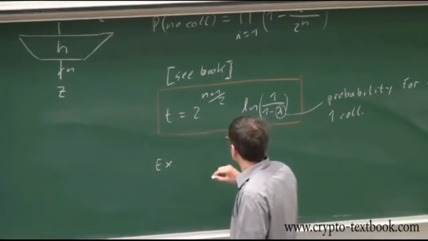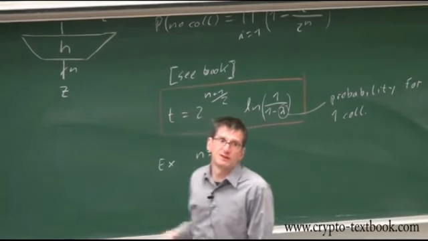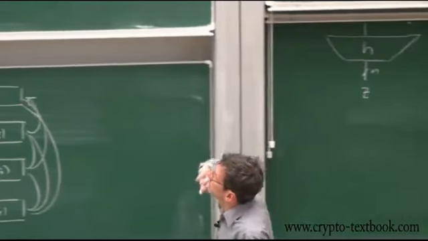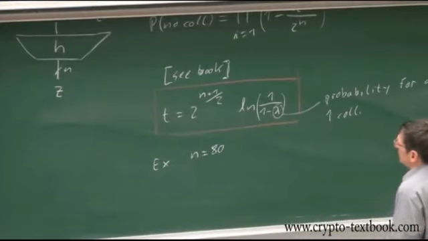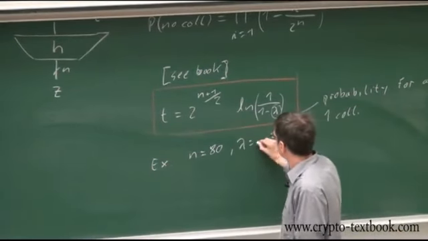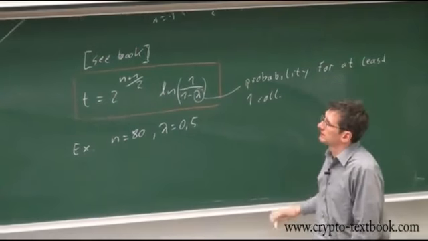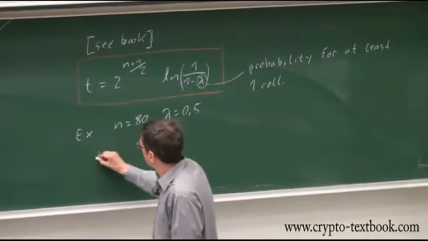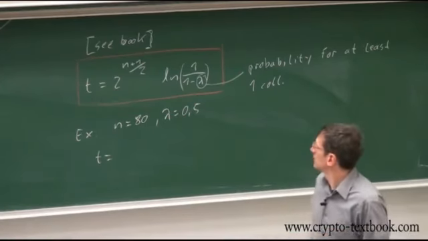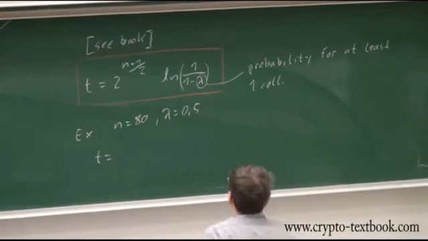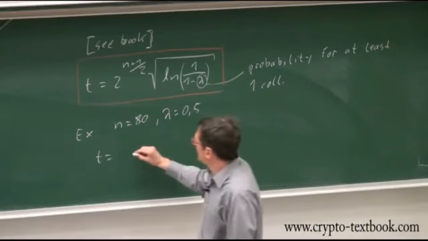Example, if you have 80 output bits here, which, by the way, were sufficient for second preimage resistance. Now let's assume we have 80 output bits, and we want to have a 50-50 chance of a collision, okay? If we plug that into the formula, I forgot the square root, okay. Most important part, very good.